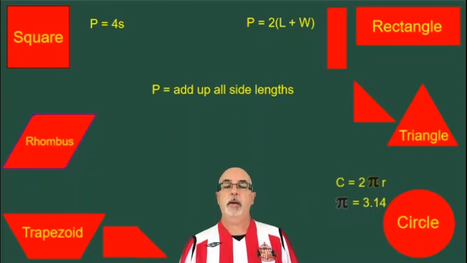So to sum up, we need to be able to identify some of these common shapes, and we need to be able to measure their perimeters or calculate their perimeters. Sometimes we use formulas, sometimes we are able to add up all of the side lengths to do that.